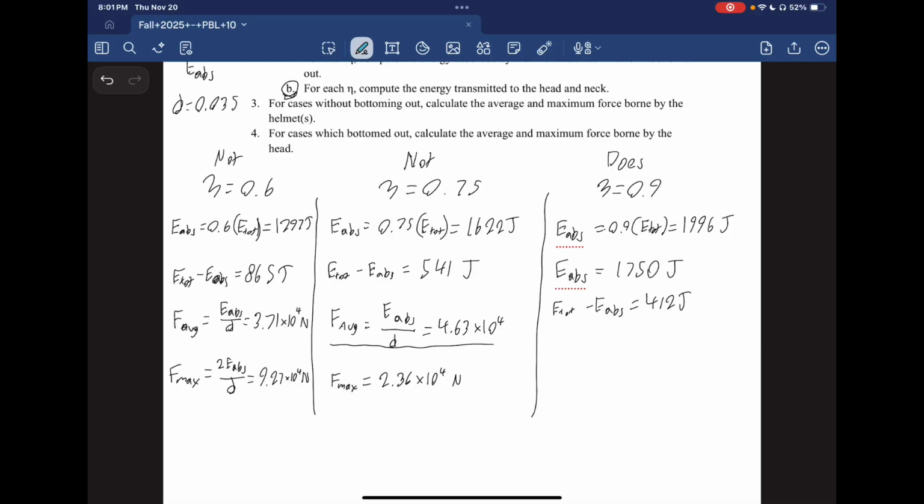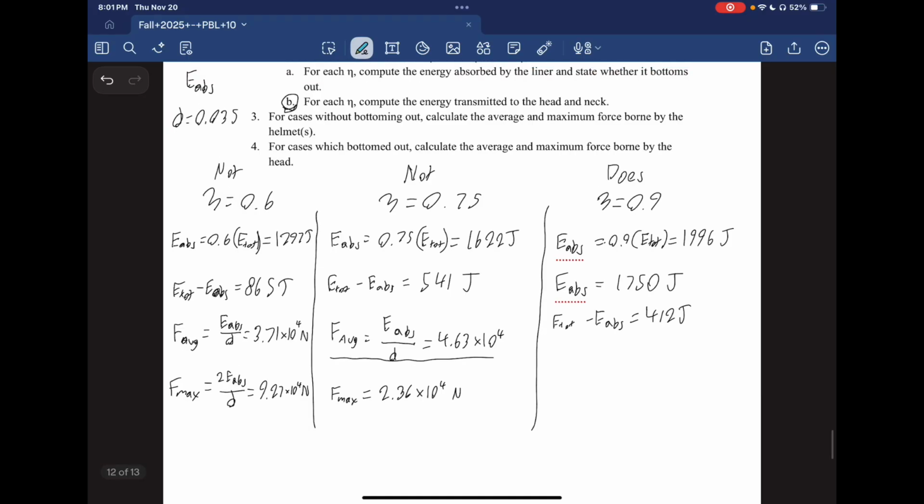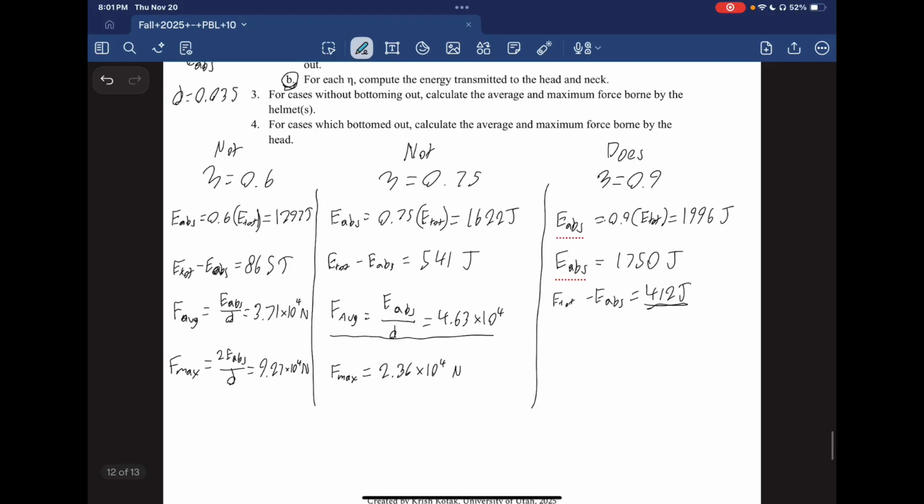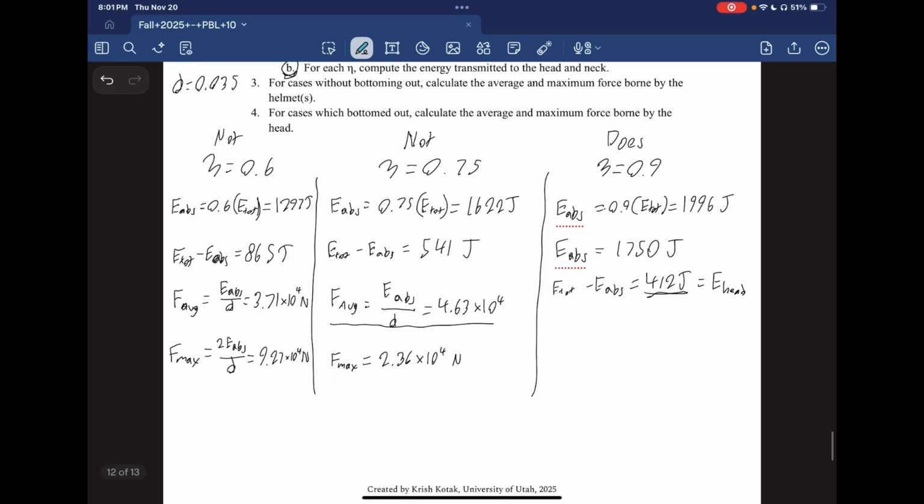Second question here says for the cases which bottomed out, so this final third case, again, calculate average and maximum force, but this time borne by the head. So this value is the energy borne by the head. So we'll call this E head. And then it is the same equations. So average force is going to equal E head divided by distance.